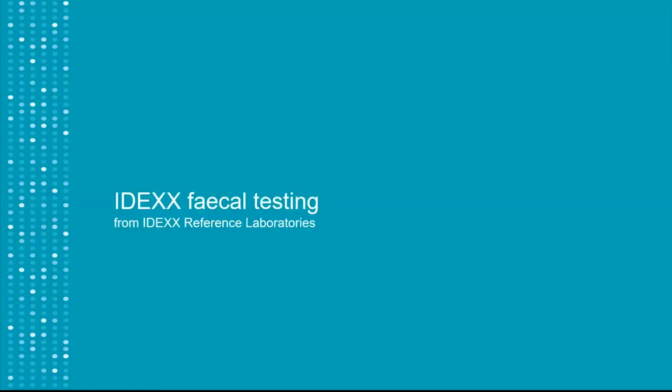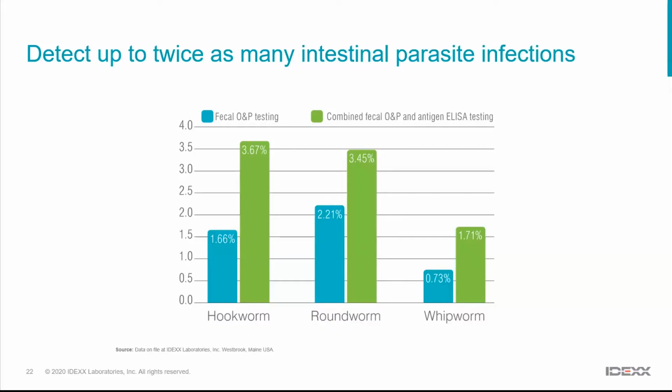So looking at what we're doing in the lab now, this is looking at the outcomes of the fecal antigen testing. So we can see with hookworms, we're significantly increasing the sensitivity of the test. So more than doubling sensitivity by combining the fecal antigen testing with the ova and parasite testing over doing the ova and parasite testing alone. Roundworms, we're increasing it probably by at least 50% with that.